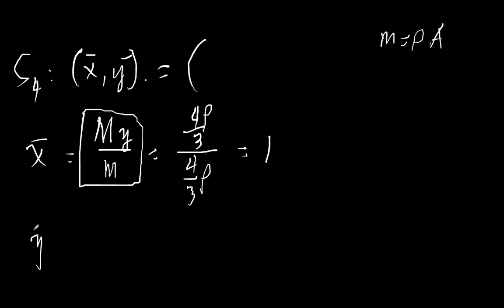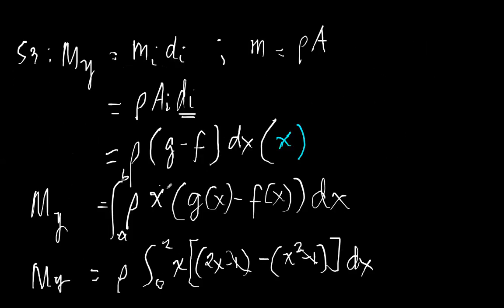And the y bar, or the ordinate of the center of mass of the lamina, is M sub x over m. Same thing. What is the value of the moment about the x-axis? That's 4 rho over 5.